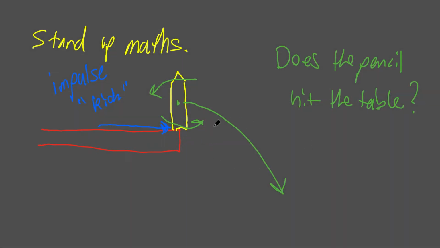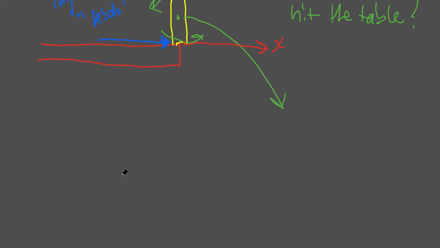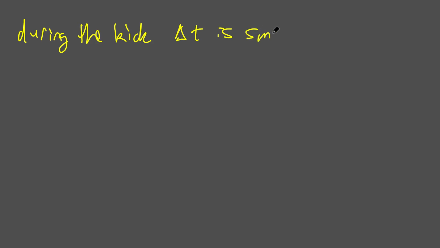And by the way, in this calculation, I'm going to use an XY coordinate system with the y-axis vertical and the x-axis horizontal, with the origin right at the base of the pencil before it's kicked. So what we need to do first is analyze what happens to the pencil during the short time interval in which it's being kicked. During the kick, this is a short time interval where delta t is small.